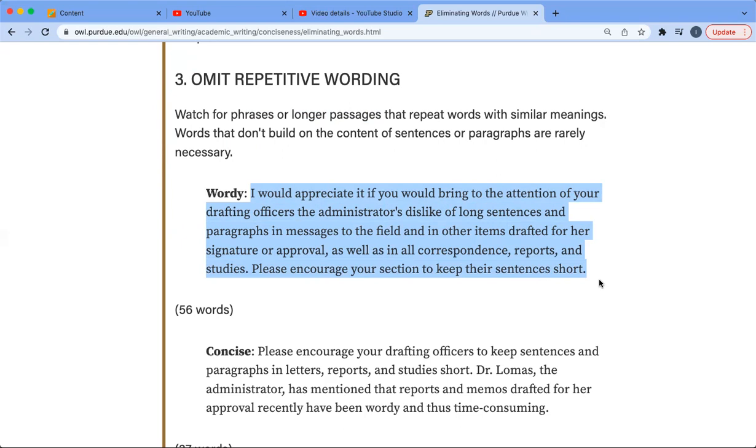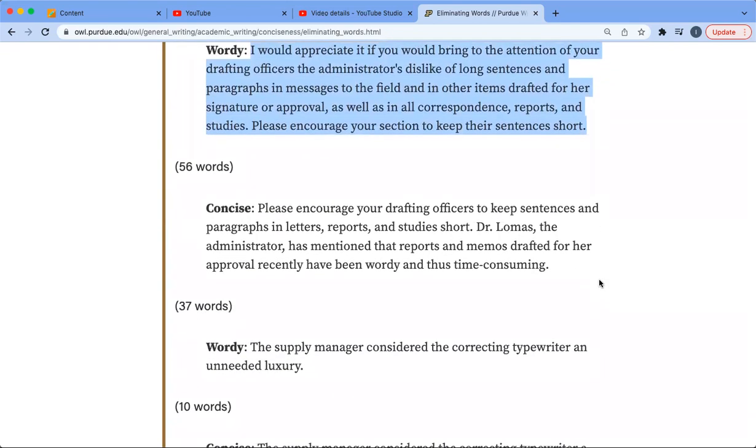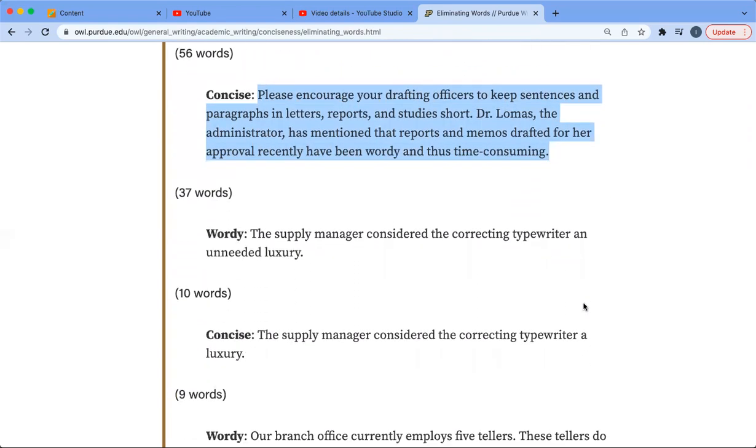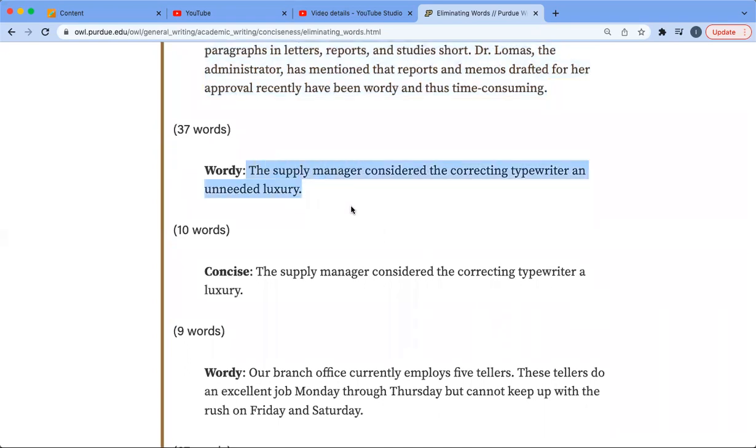So the message of this paragraph can be written in one simple sentence. I don't need to write it down in 56 words. I can simply say, please encourage your drafting officers to keep sentences and paragraphs in letters, reports, and studies short. Dr. Lomas, the admin, has mentioned that reports and memos drafted for her approval recently have been wordy and thus time consuming. Direct, concise, and precise. You can try the next one, which is wordy. You can eliminate unnecessary words and see how your comment in the comment box below is close to this style of concise writing.